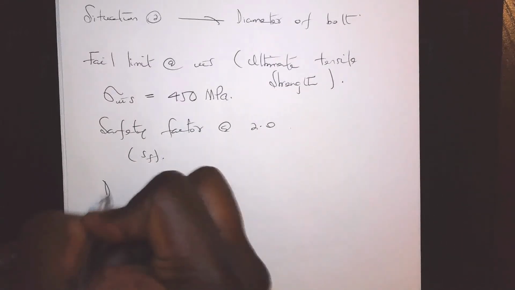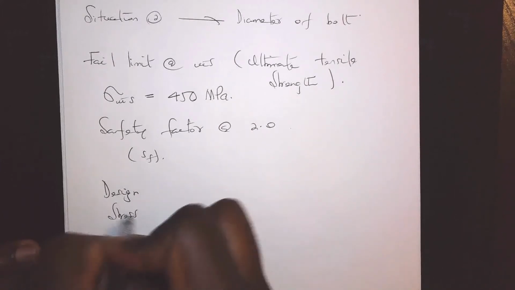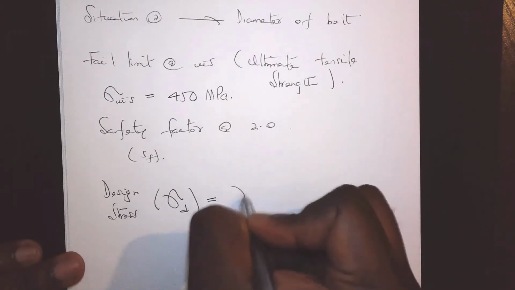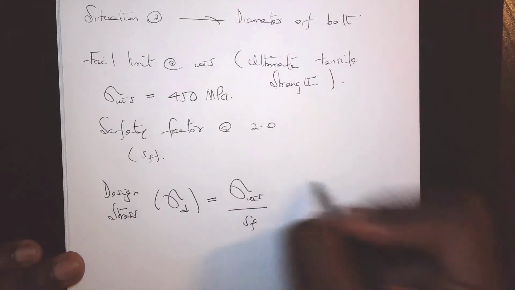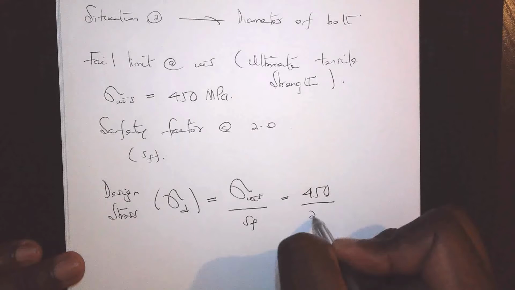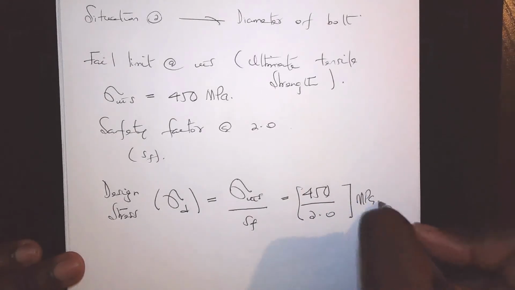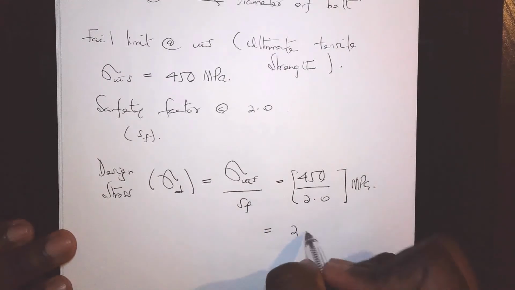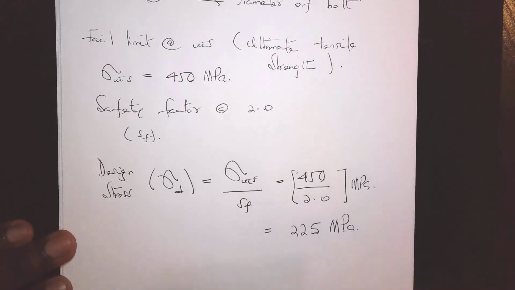Don't forget that I tend to use n_SF to represent the safety factor. So the design stress, sigma_d, will be equal to sigma_UTS divided by the safety factor, which is equal to 450 divided by 2.0 MPa, and that will be equal to 225 MPa.